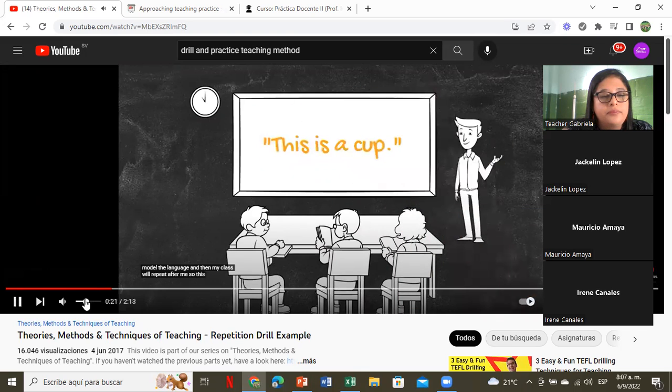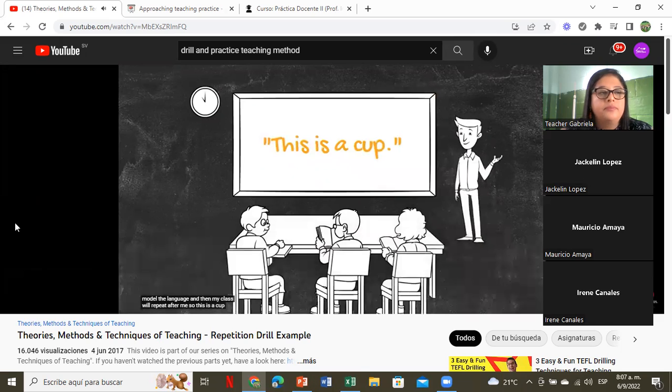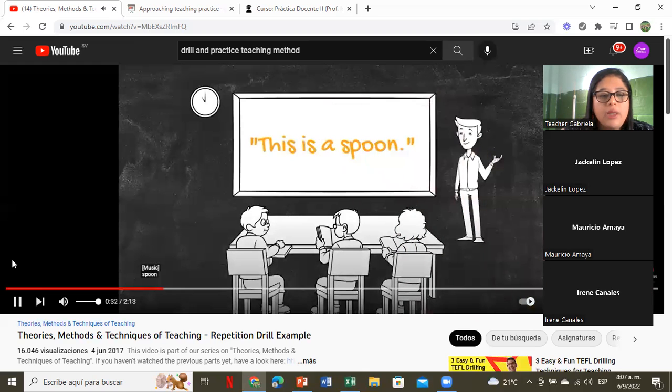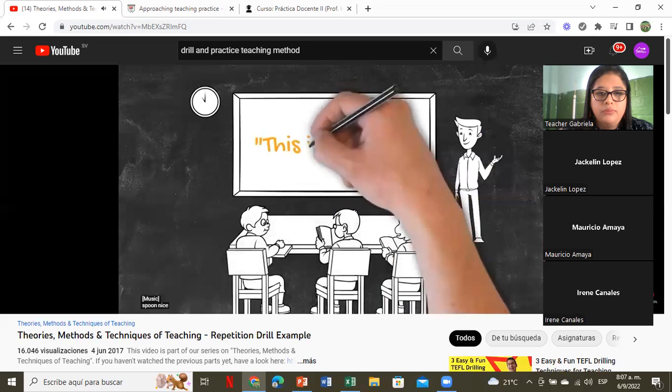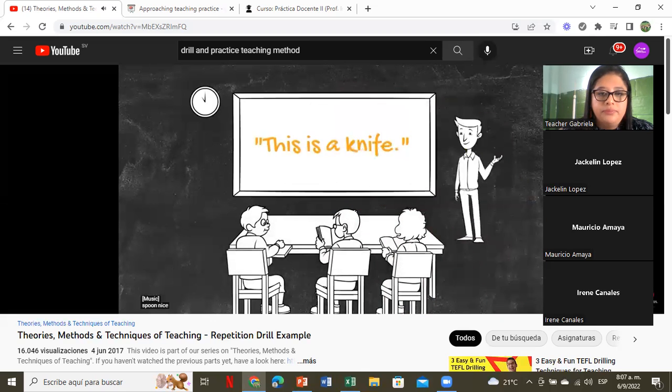So, this is a cup. This is a cup. This is a cup. Spoon. This is a spoon. This is a spoon. Knife. This is a knife. This is a knife. Thank you.